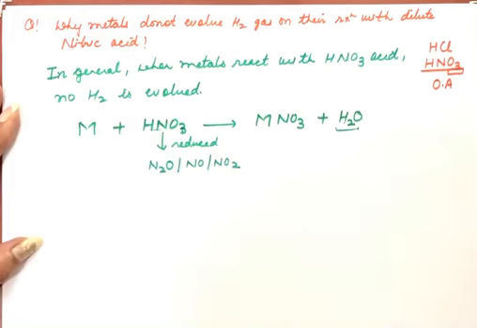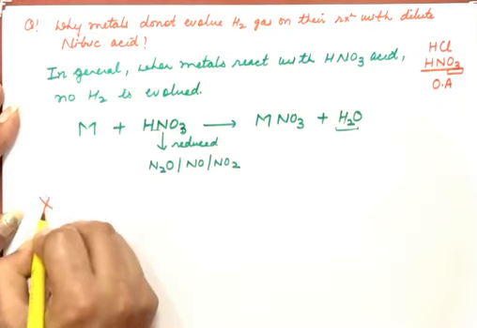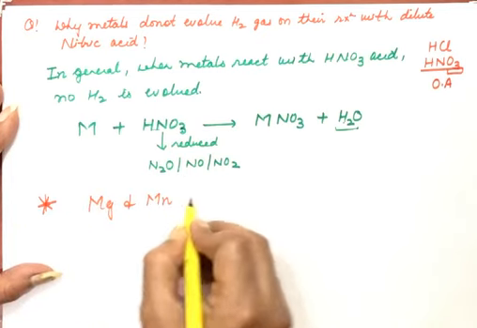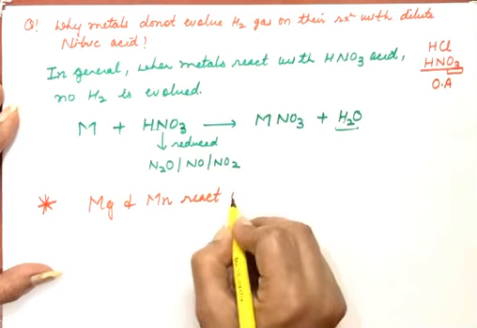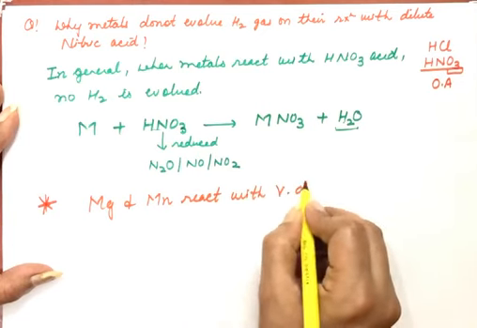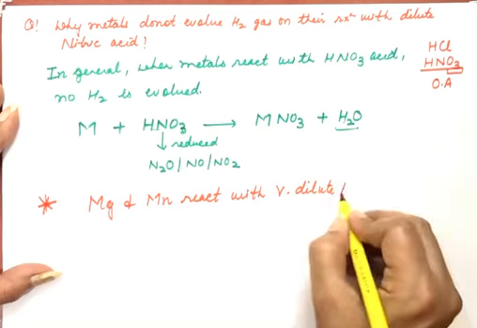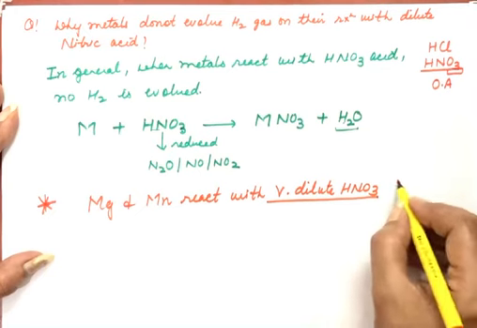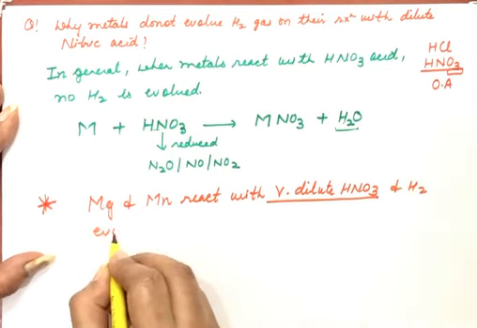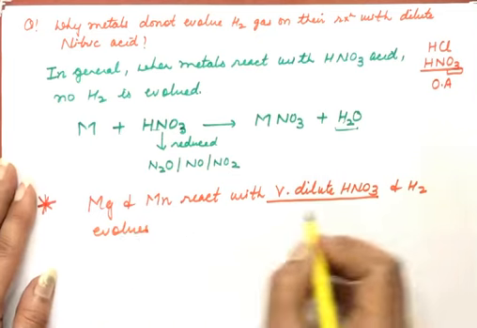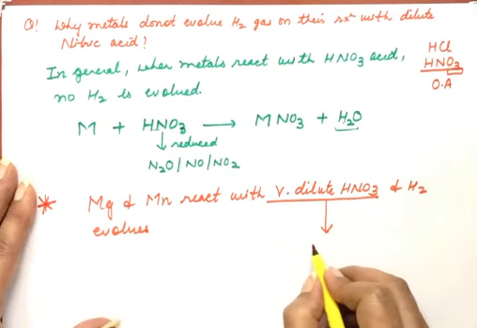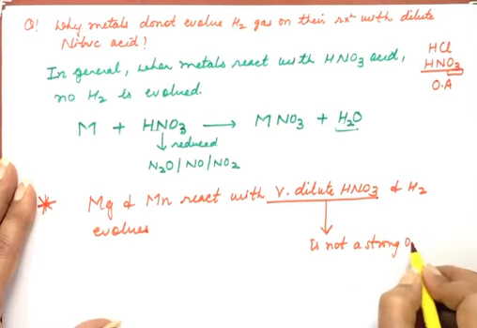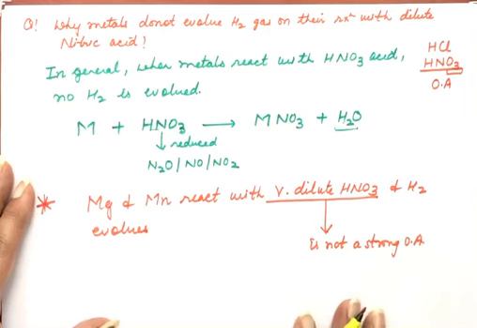But if we take magnesium, this is a note here: magnesium and manganese react with very dilute nitric acid. See, the word written here is not dilute nitric acid, I have written very dilute nitric acid. And hydrogen evolves. The reason is that very dilute nitric acid is not a strong oxidizing agent, so it cannot oxidize the hydrogen to water here.